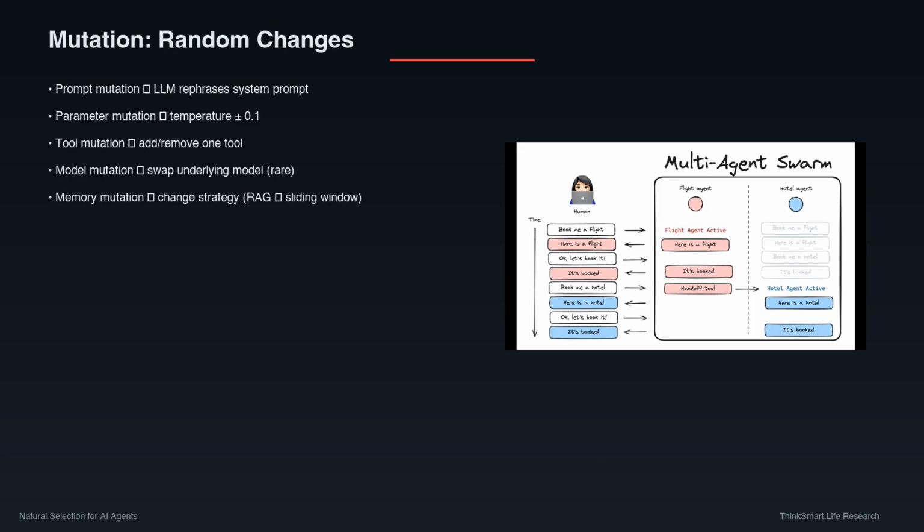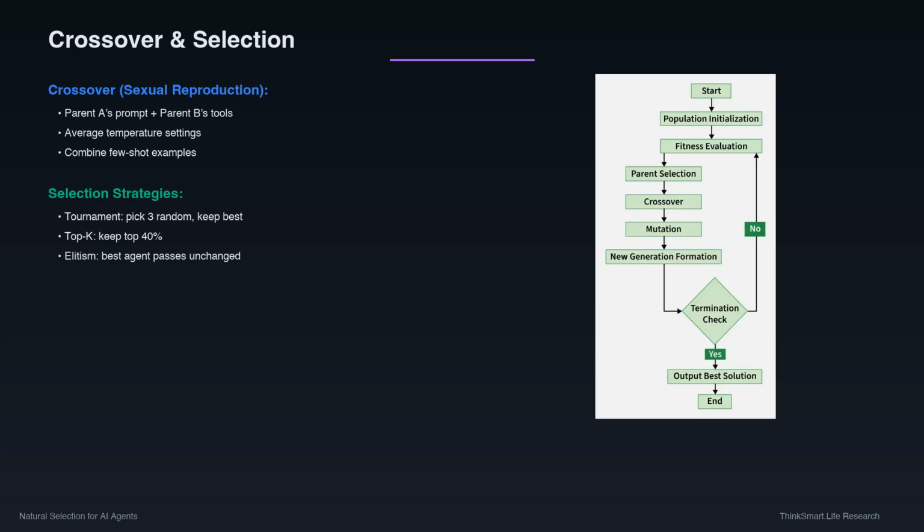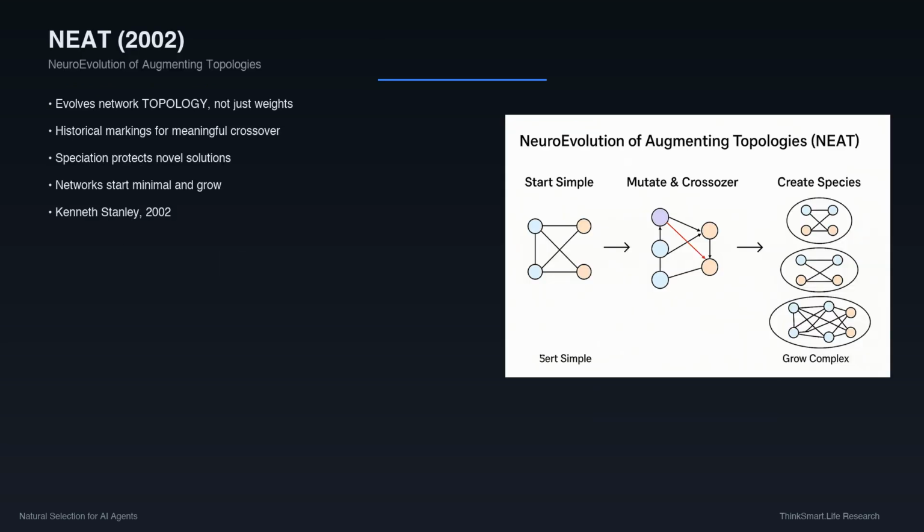Crossover means combining traits from two successful parents. Take parent A's system prompt with parent B's toolset. Average their temperatures. Combine their few-shot examples. Selection kills off agents that can't compete. Tournament selection picks 3 random agents and keeps the best. Elitism always preserves the single best agent unchanged, preventing regression.